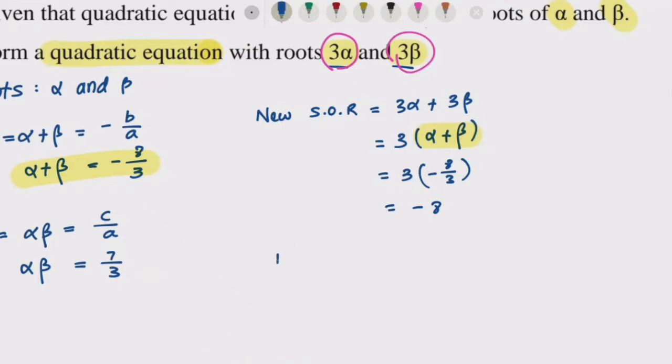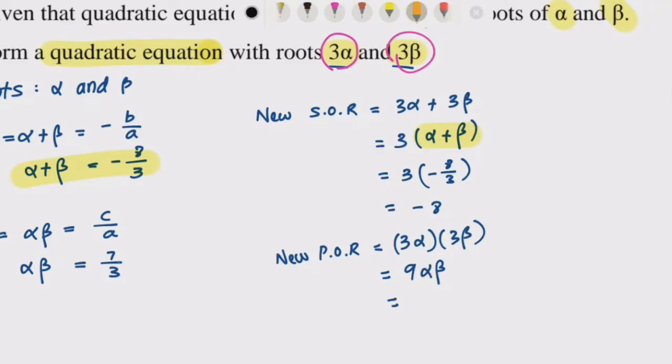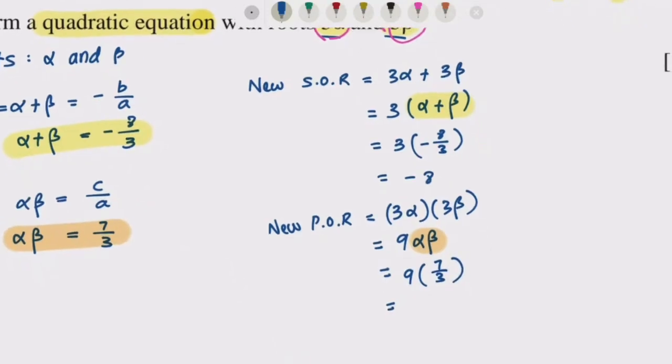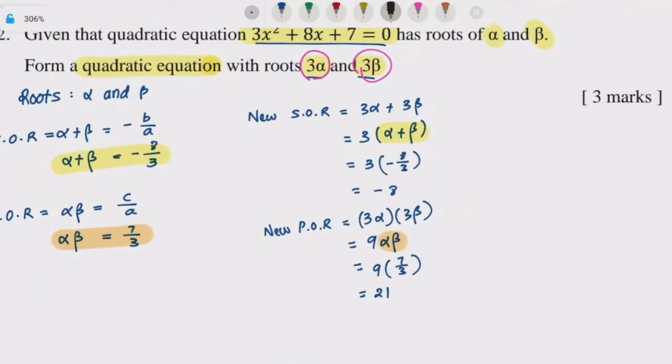For the new product of roots, you will get 3 alpha multiplied with 3 beta. So you get 9 alpha beta. Alpha beta in this case is 7 over 3. So you substitute alpha beta here, you get 9 multiplied with 7 over 3, and here you will get 21. So now we have our new sum of roots and new product of roots.